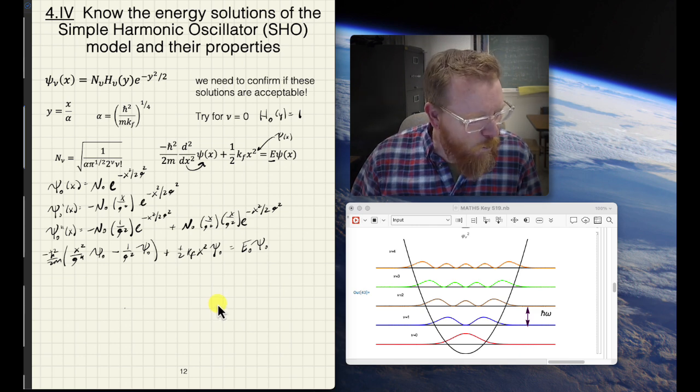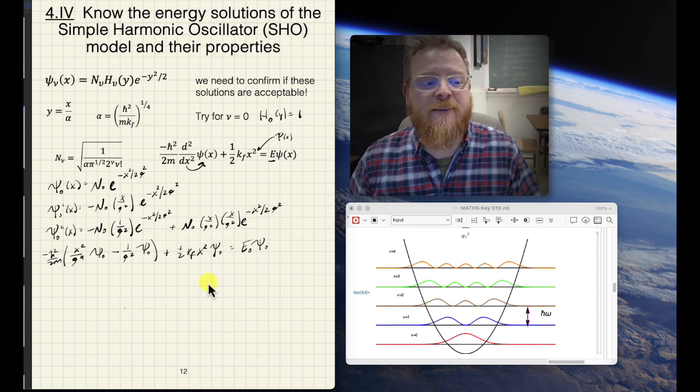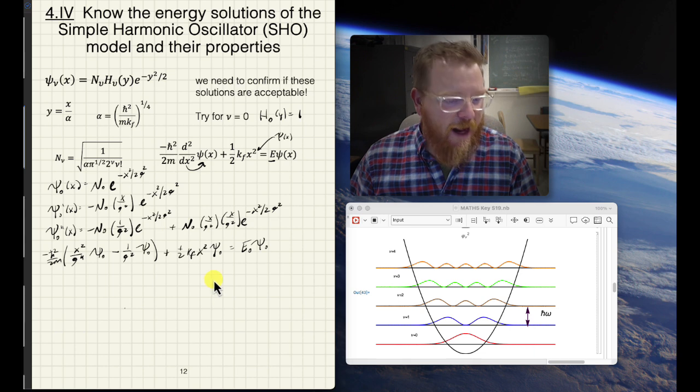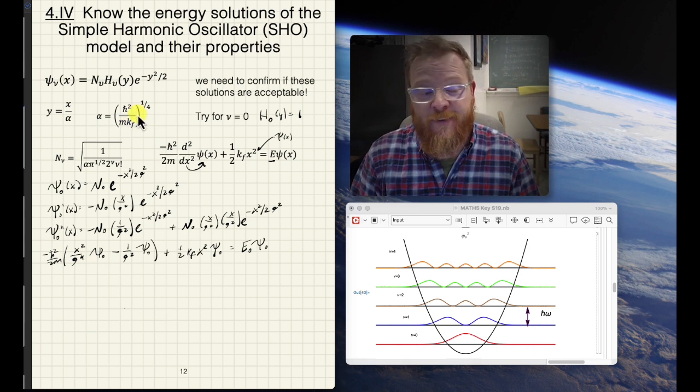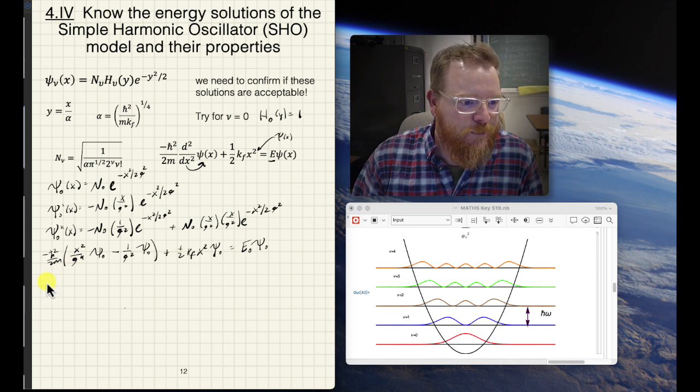Okay, so now we can distribute through our constants and collect like terms. And I'm going to do that by plugging in our constants for alpha to see if anything will cancel. So we have our negative h bar squared over 2m.